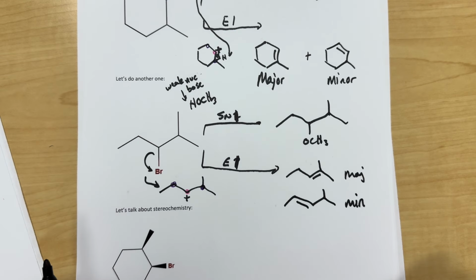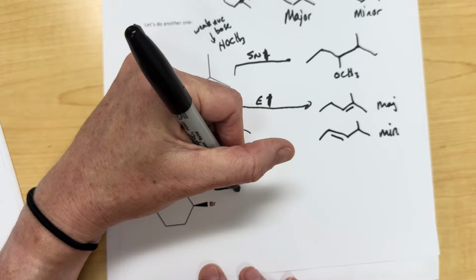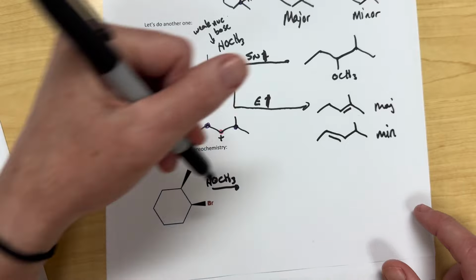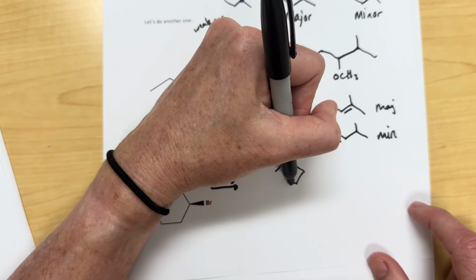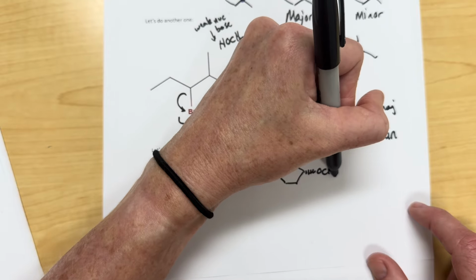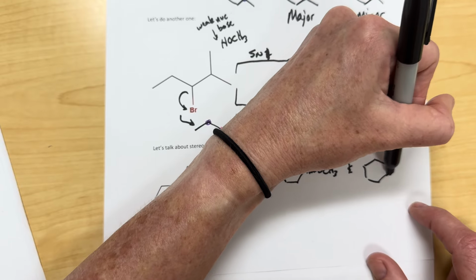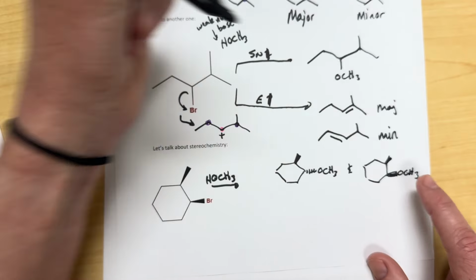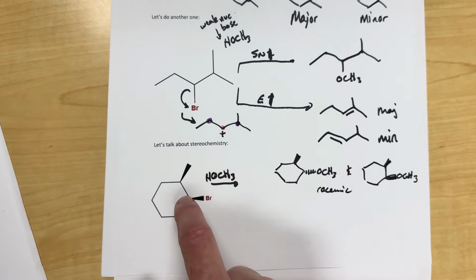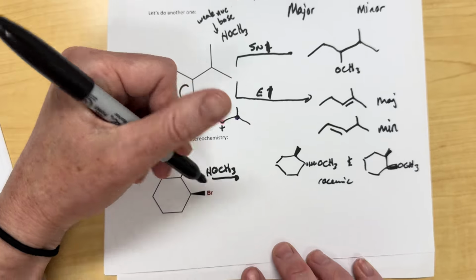All right, let's talk about stereochemistry. So if we react this with that, HOCH3, our SN1 product, hopefully you agree, that would stay the same, would be OCH3 and this. You get a racemic mixture, right, of both of them, because the leaving group left, and then that sucker could have attacked from front, or it could have attacked from back. It doesn't matter, because the first step was leaving group leaves.